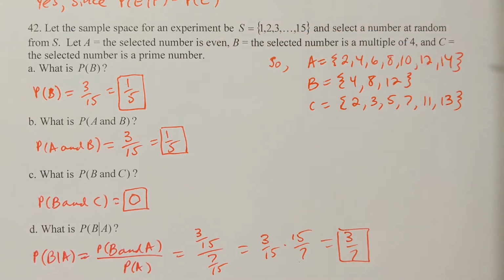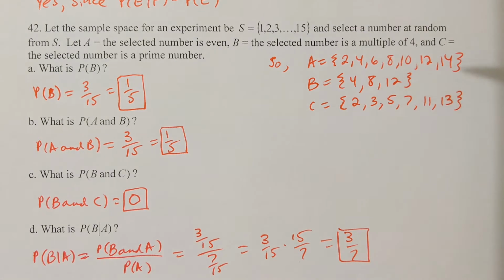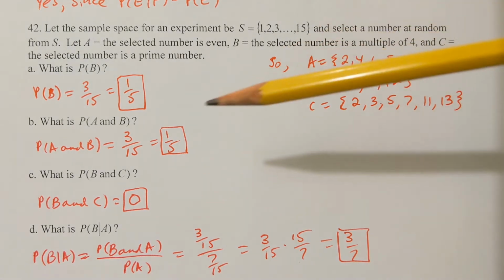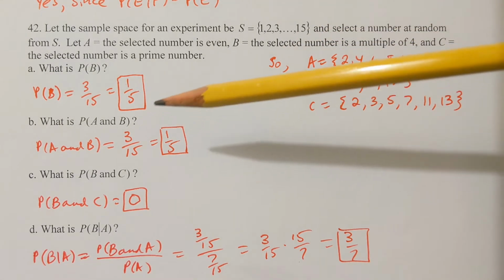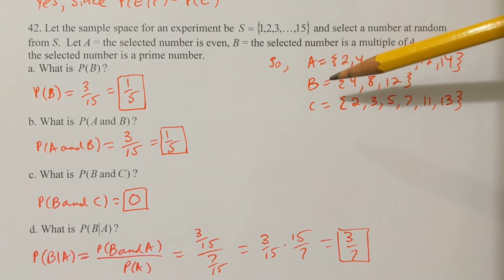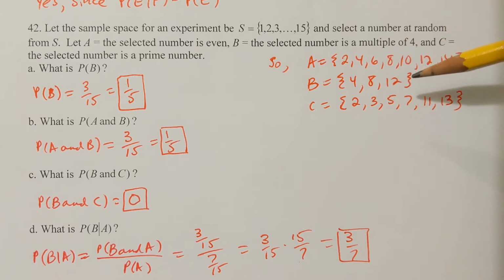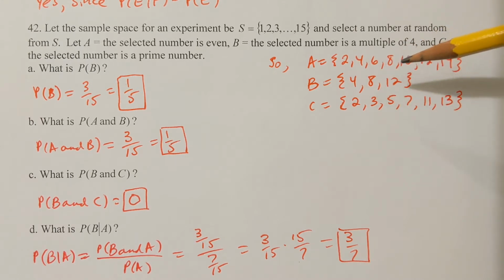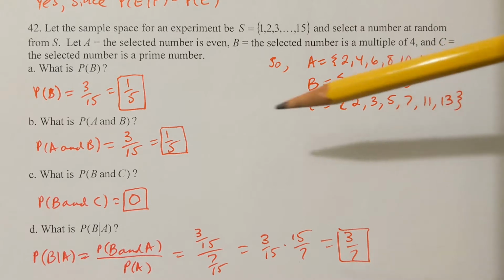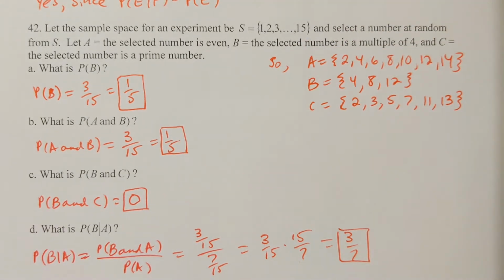Part A, what is the probability of B? Well, there are 3 things in B, 15 things total in the sample space, so 3 over 15 is 1/5. What is the probability of A and B? For us to select a number that is in both A and B, let's see, 4, 8, and 12. All 3 of those numbers are even numbers. So 3 over 15 is 1/5. Okay, so that didn't change anything.